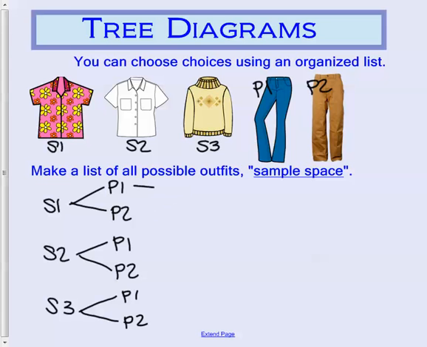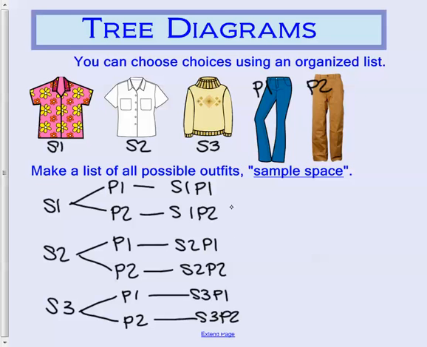So from there, we know that shirt 1 with pant 1, shirt 1 with pant 2, and so on and so forth. These 6 options are what we would be able to say are our possible outfits. Make sure that you have this written down.